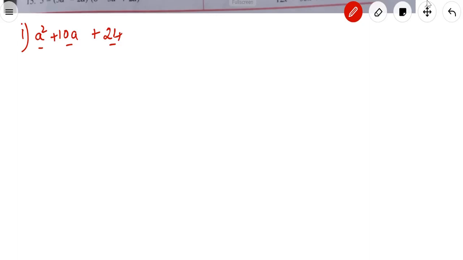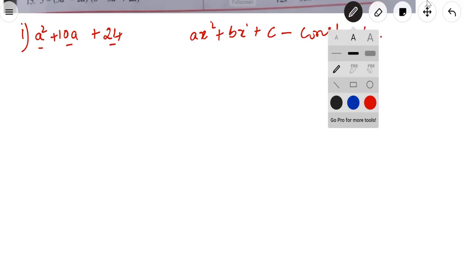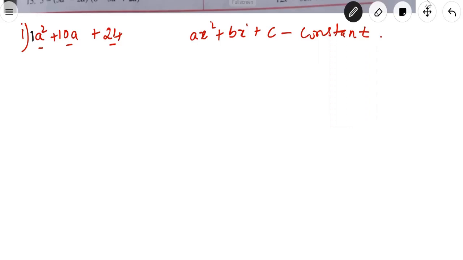First, this is in the general form, ax square plus bx plus c. This is x square, next is x to the power of 1, and this is what we call the constant. Now how to factorize it, we will see one by one. This is called the coefficient here. For a, the coefficient is 1.